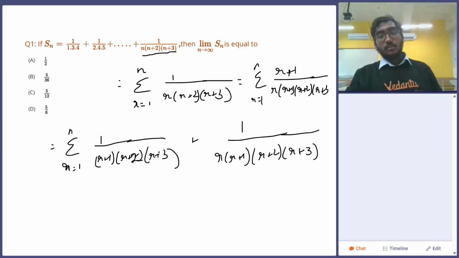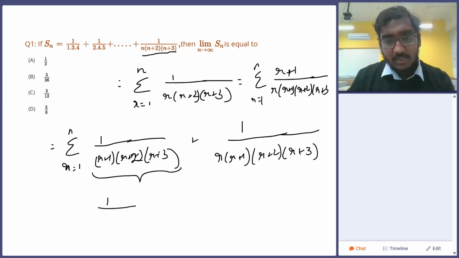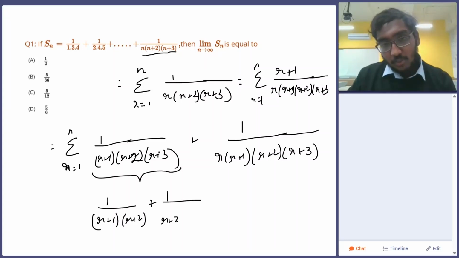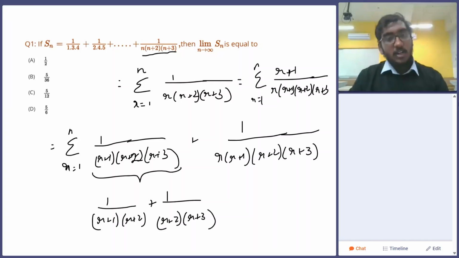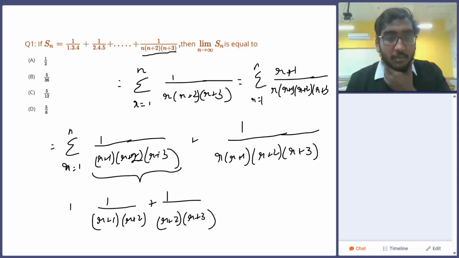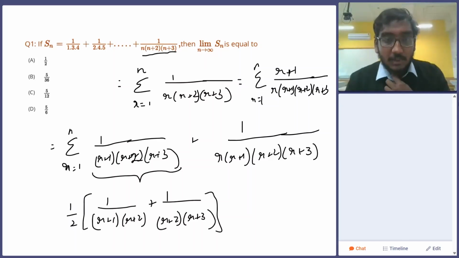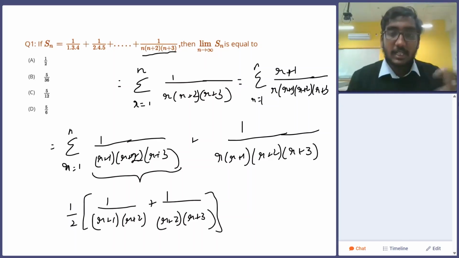Yes. So in the first term inside the summation, what I will do is I will just split it like this. Let's say I'll split it like 1 by r plus 1 into r plus 2, plus 1 by r plus 2 into r plus 3. So what will be the result of this? The denominator will be typically the same, and the numerator will be r plus 3 minus r minus 1, that will be 2. So if you multiply this by half, the 2 in the numerator will be eradicated and this particular expression will be same as the expression which is there in the summation.